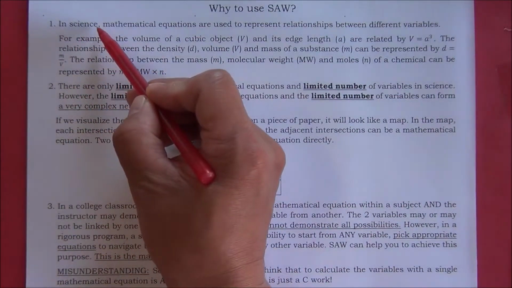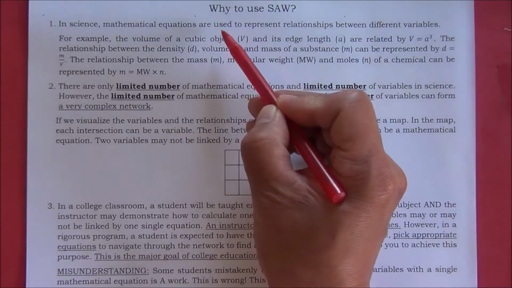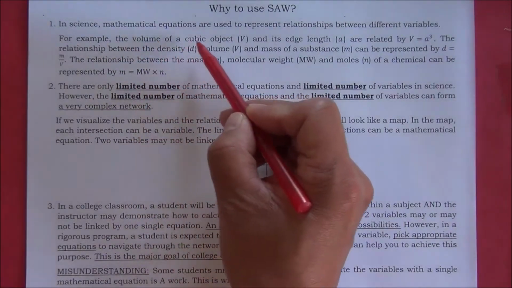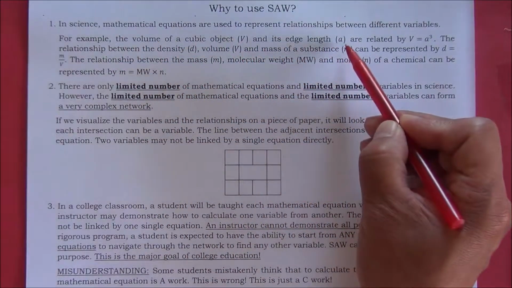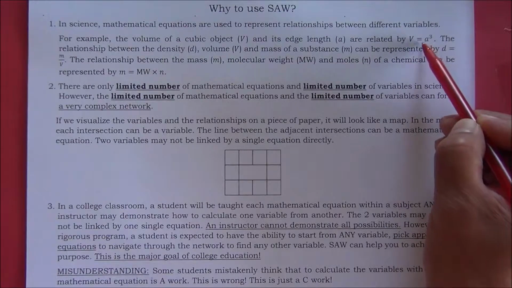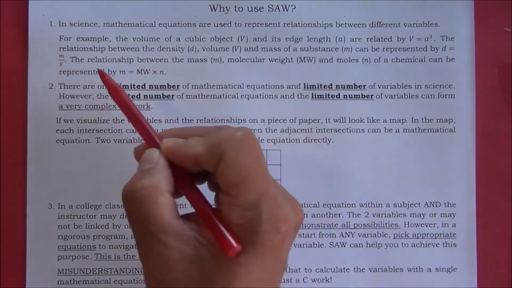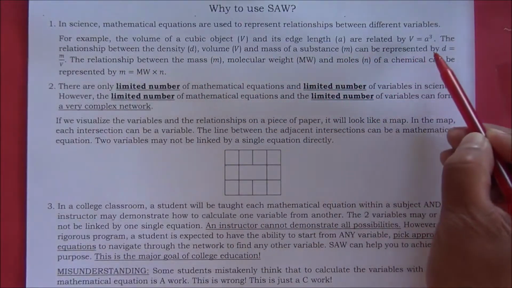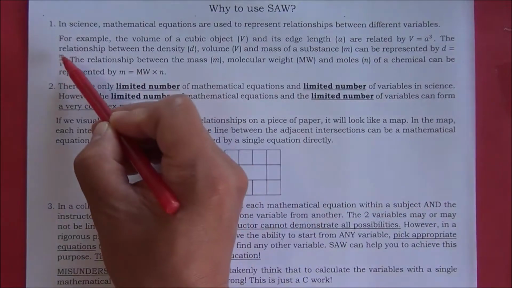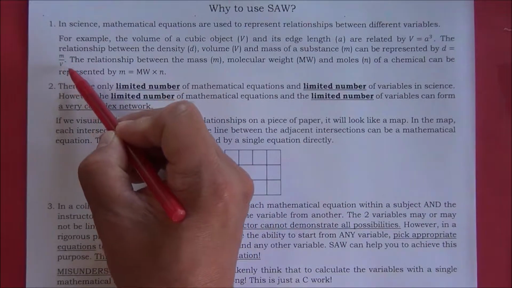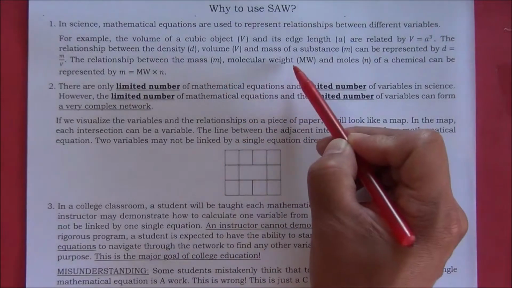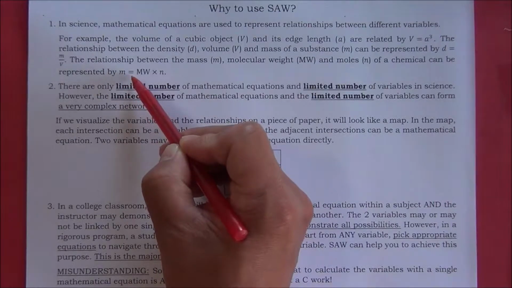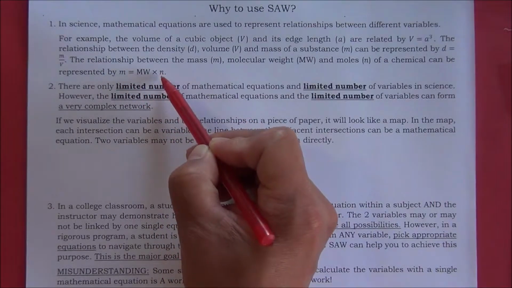First, in science, mathematical equations are used to represent relationships between different variables. For example, the volume of a cubic object and its edge length are related by volume is equal to edge length cubed. The relationship between the density, volume, and mass of a substance can be represented by density is equal to mass over volume. The relationship between the mass, molecular weight, and moles of a chemical can be represented by mass is equal to molecular weight times moles.